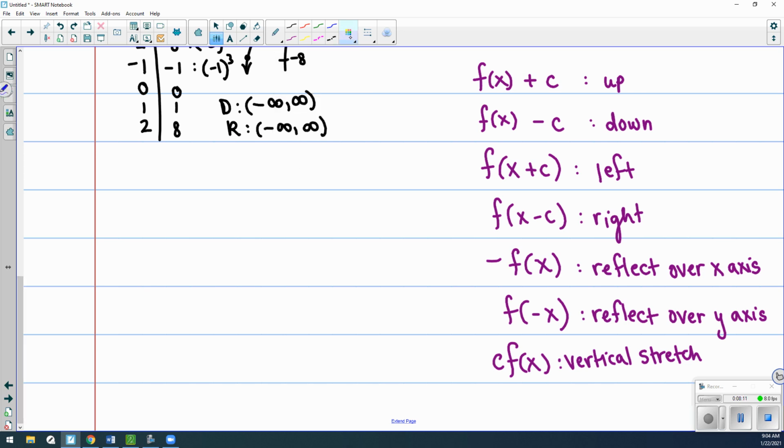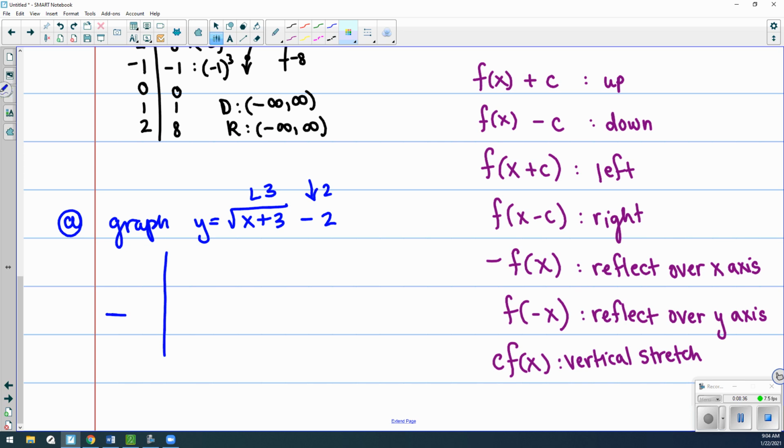Let's take a look at some examples. In example A, I want us to graph y equals the square root of x plus 3 minus 2. So look up above, look at your function families. What is this going to resemble? And then look at your translation rules. What rules apply? I'm going to be shifting this parent function to the left 3 and down 2.